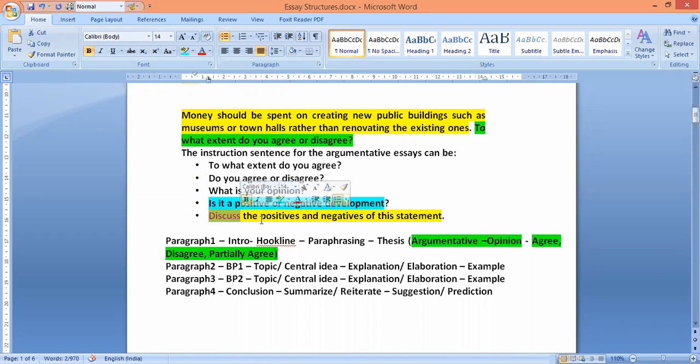Now I have to discuss it. I cannot give my opinion here. I just need to discuss it because the instruction statement says discuss this. Here the instruction statement says what do you think? Like, is it positive or negative? Do you agree? Disagree? To what extent do you agree? So be very careful, sometimes these questions are very, very confusing. If you give your opinion unnecessarily and you structure it that way, you'll not get good marks.